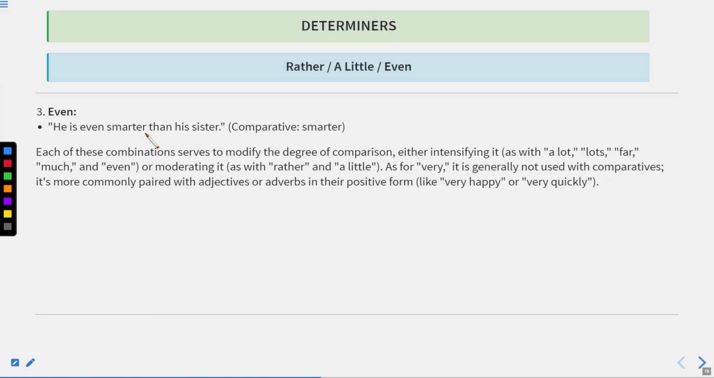For example, we also say a little earlier. Now, even: he's even smarter than his sister. So even emphasizes that he's even smarter than his sister, comparative smarter.